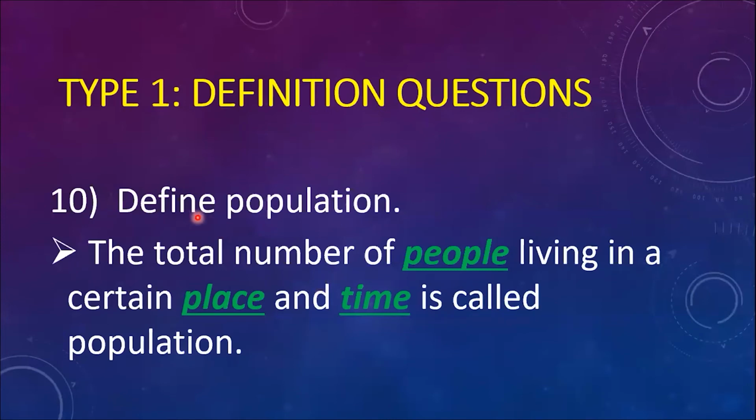10 number. Define population. The total number of people living in a certain place and time is called population. So when you are defining population, you need three things. One is people, one is place and another is time. So the total number of people living in a certain place and a certain time. So when you are defining population, you should not miss place and time.